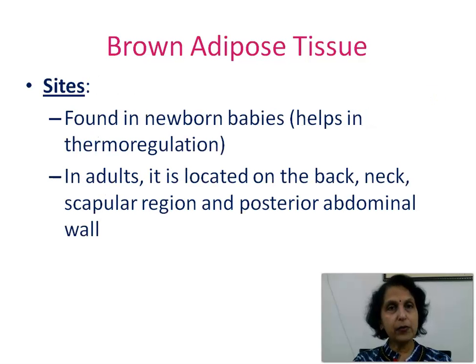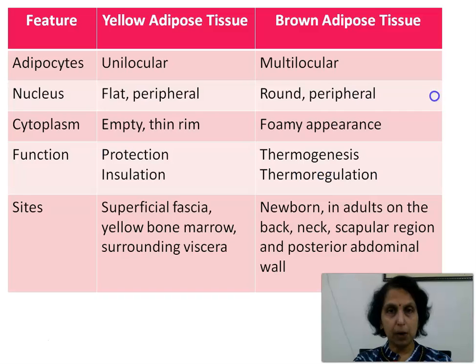Sites of the body where we see brown adipose tissue. It is found in newborn babies. It helps in thermoregulation, and in adults it is located on the back, neck, scapular region and posterior abdominal wall. Let us now see how to differentiate between yellow adipose tissue and brown adipose tissue.